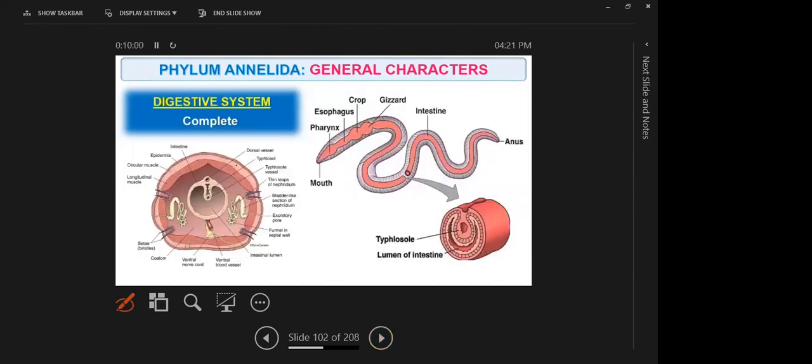So this is a complete digestive system, that is mouth, anterior mouth, posterior anus. And in the digestion, they have a gizzard. Gizzard, what is that? Grinding. The structure which helps in grinding. What do they feed on? What do they feed on, earthworm? They will climb the tree and take leaves. Don't say leaves. You'll get 0. Dead and decaying matter.